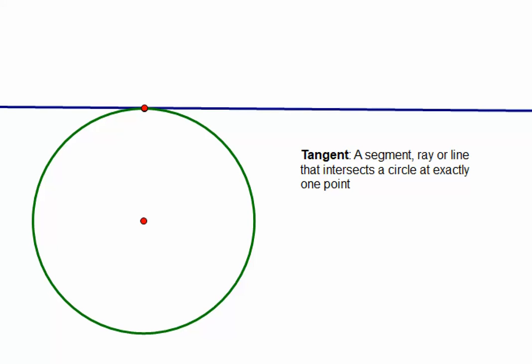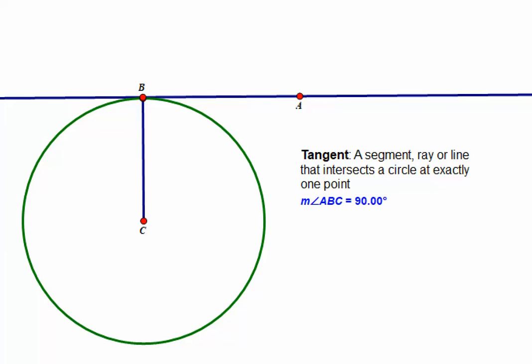Now this is different than the type of tangent we used when we were working with trigonometry. So in triangles, tangent was a ratio. Here in circles, tangent is a segment, ray, or line. There's a special relationship between the tangent and the radius. They're perpendicular. So the point where they intersect only once, we form a right angle there. So angle ABC will be 90 degrees.